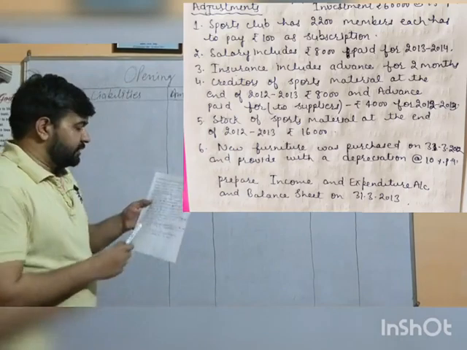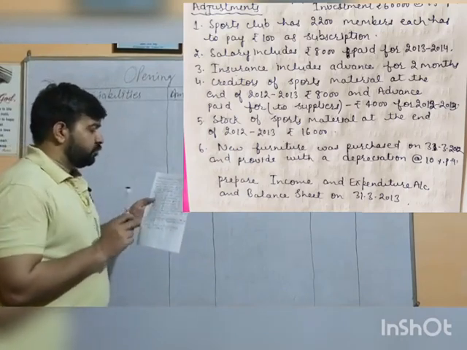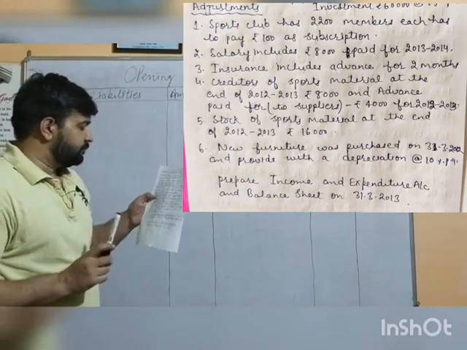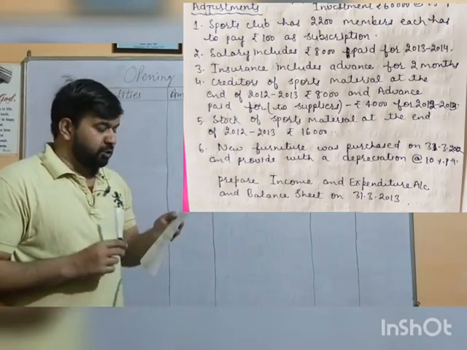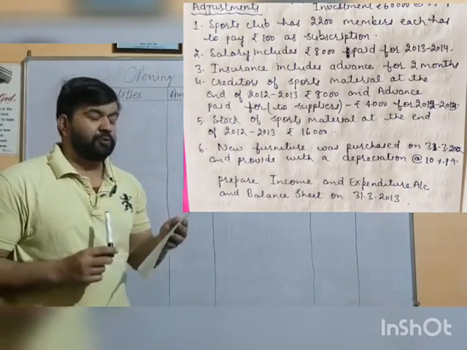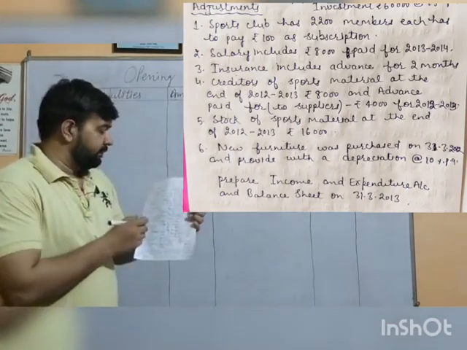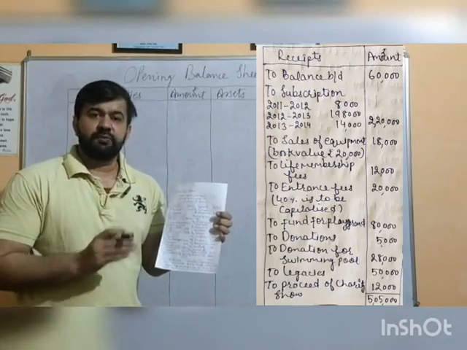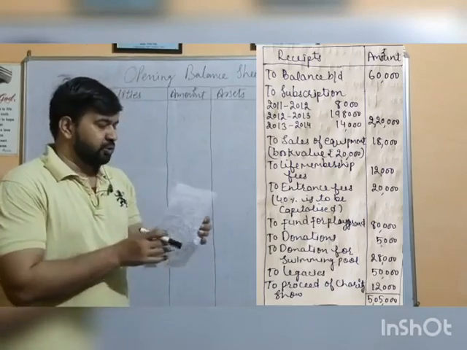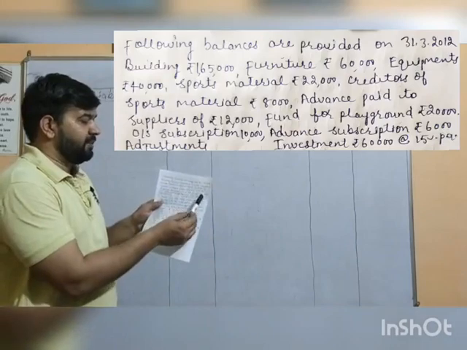Then we are having adjustments. Sports club has 2,200 members and each is supposed to pay rupees 100 as subscription. At the rate of 100 rupees, 2,200 members are supposed to pay 2,20,000. But here we can clearly see 1,98,000 rupees in the name of current year subscription. We have received 6,000 rupees subscription in advance during the previous year, which is shown here.